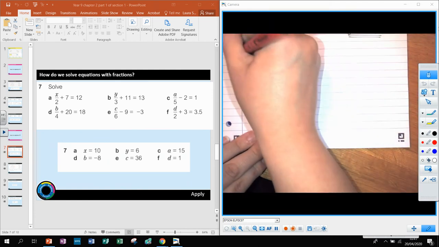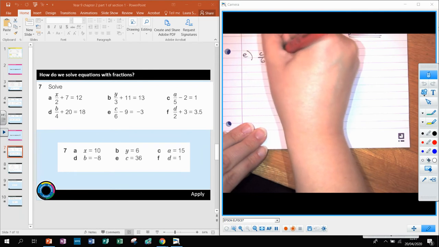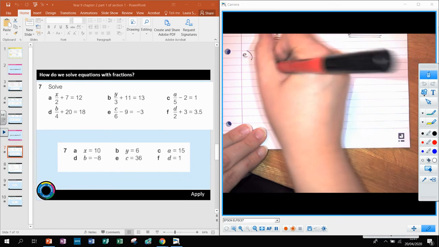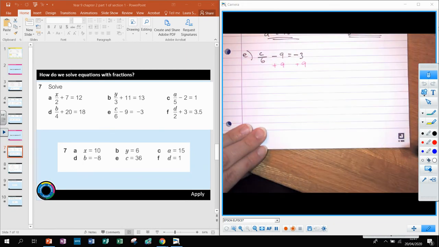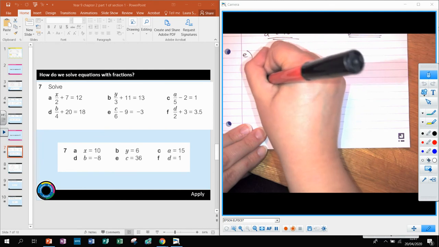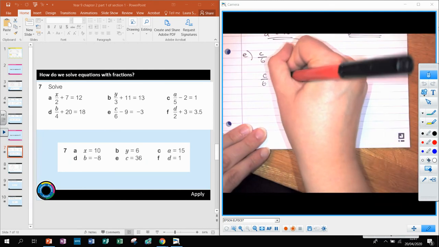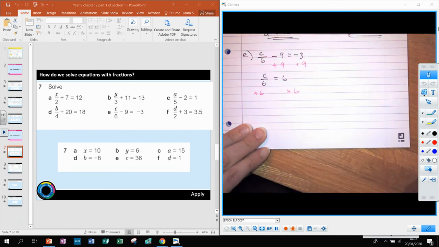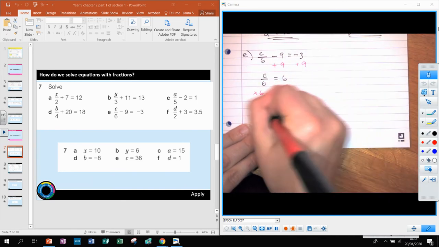Okay, and last two, we have part E, which is c over 6 minus 9 is equal to negative 3. We are first going to add 9 to both sides, which gives us c over 6 is equal to, now negative 3 plus 9 is 6. So we then multiply by the denominator of 6, and we get c is equal to 36, which is 6 times 6.